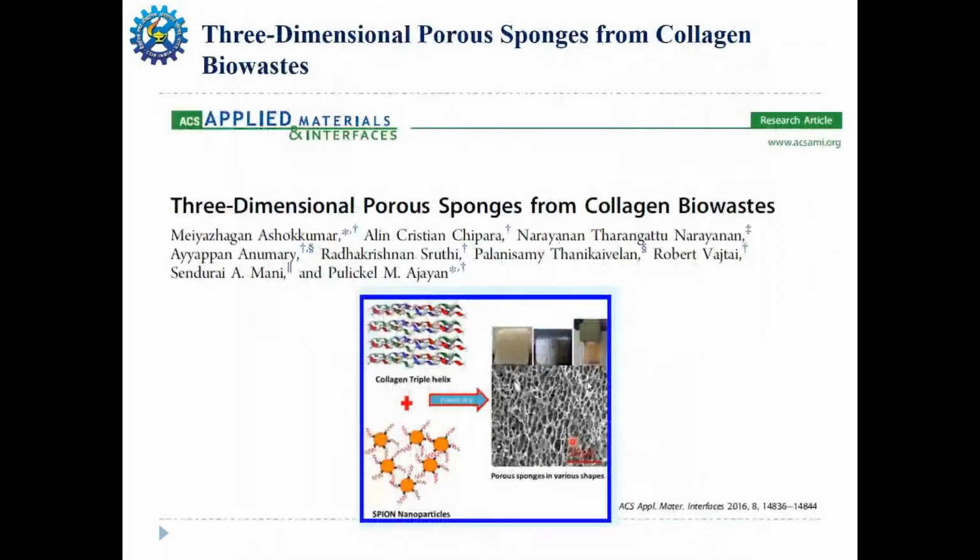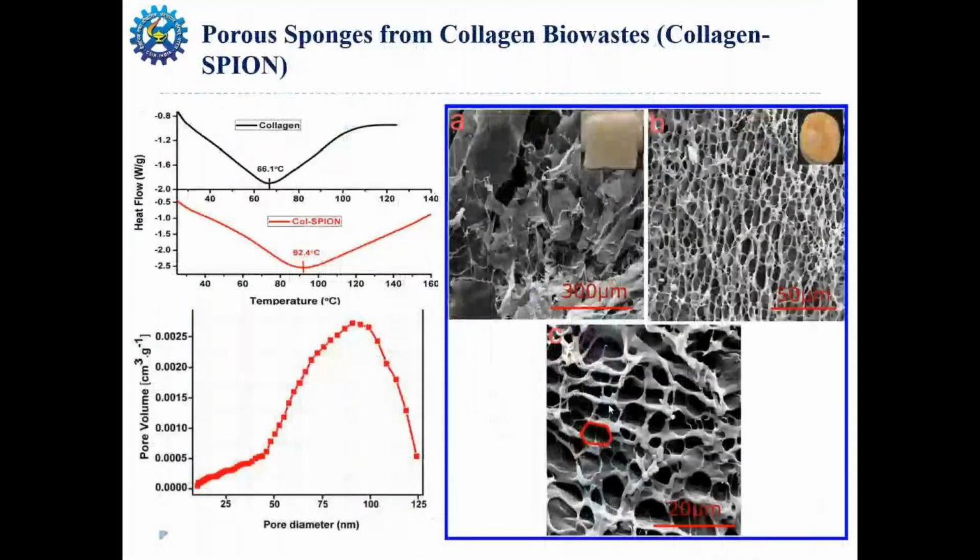So with the same kind of system, instead of using iron chloride, we try to use the SPION nanoparticles, the superparamagnetic iron oxide nanoparticles, and then we try to interact with the collagen triple helix to form a highly porous network for a variety of applications. We can see that the interaction of SPION with collagen helps to enhance the thermal stability and increases the pores, the voids in the sponges, which provides scope for both biological applications and environmental applications.